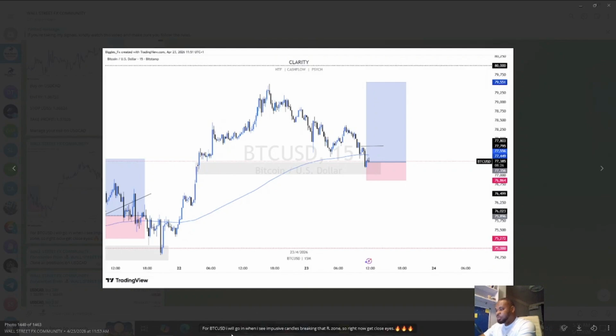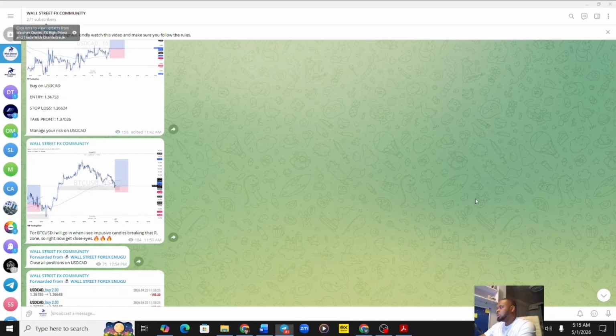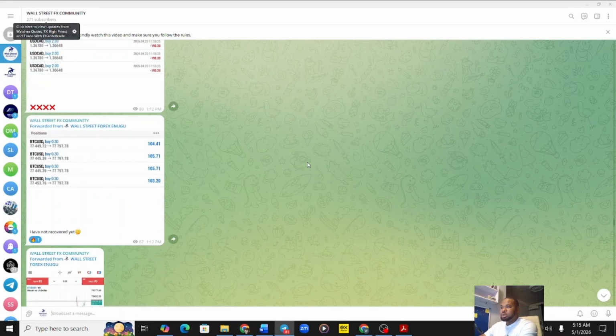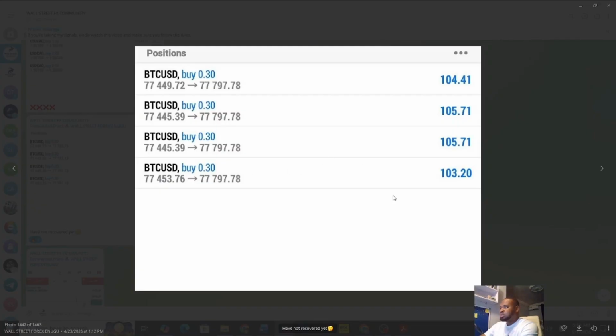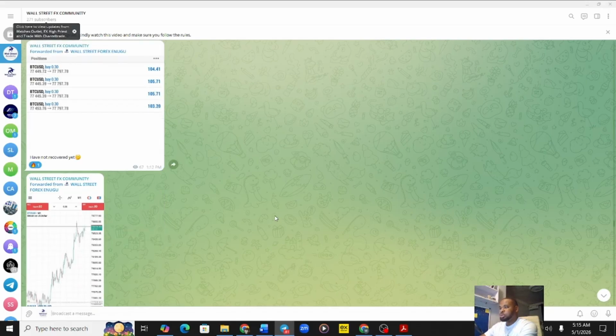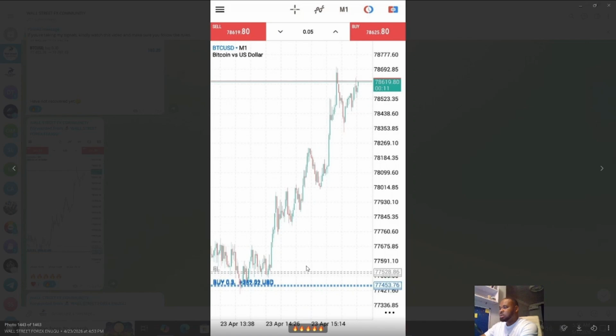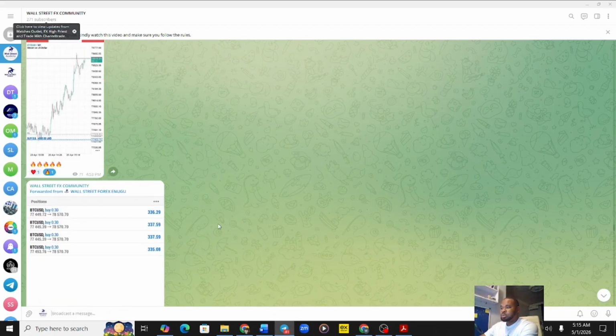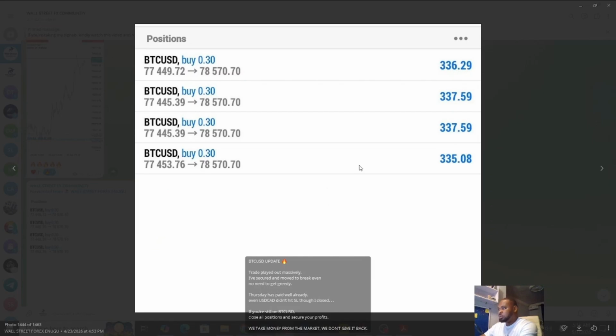Just what I say for BTC, I will go in when I see an impulsive candle breaking the resistance zone. So right now, get your eyes closed. So that's how it was. Now okay, now this is when I enter for the BTC. This is when we already entered. Look at how the BTC, like I told you guys about, at this point we have broken even, right? Now made something from it, right?